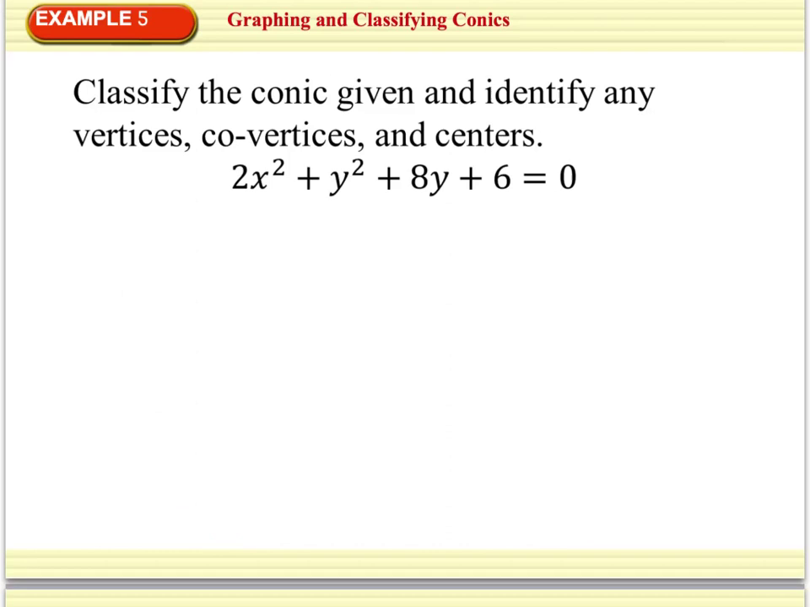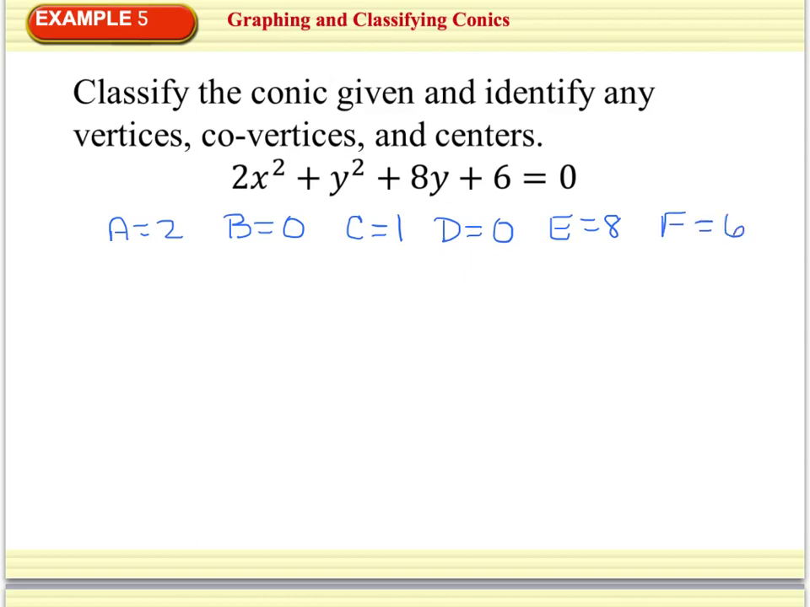So if I go through and I use that standard form of the equation to identify my pieces, I see that a equals 2, b equals 0, c equals 1, d equals 0, e equals 8, and f equals 6.